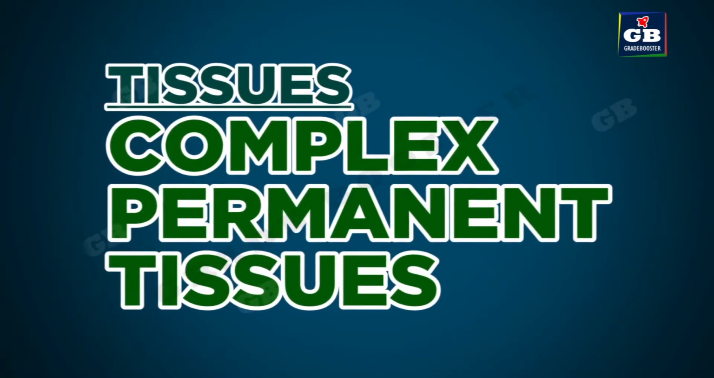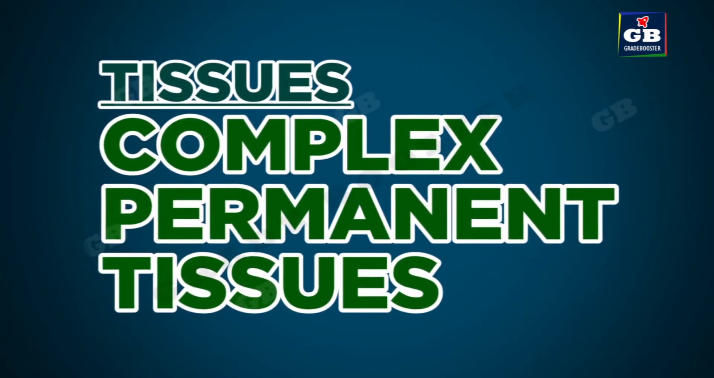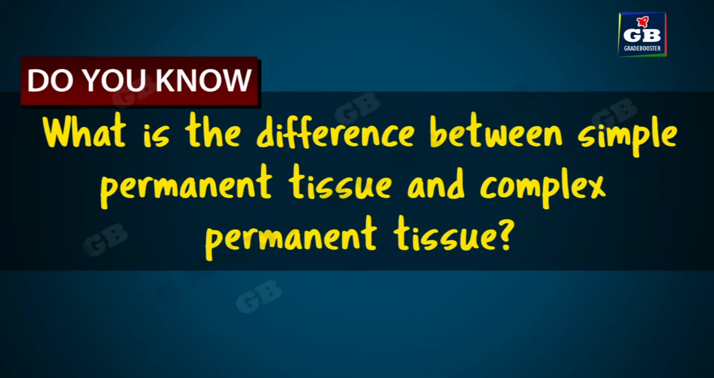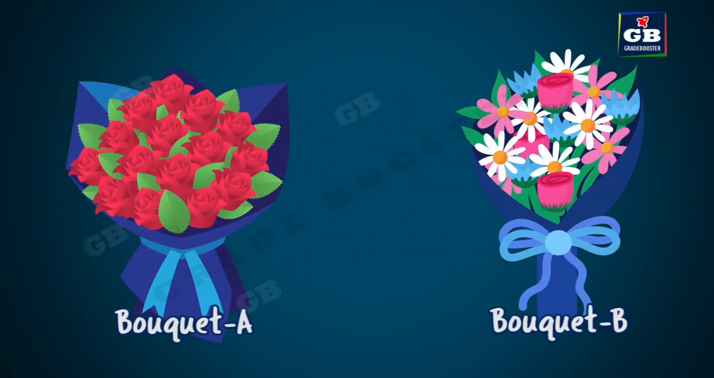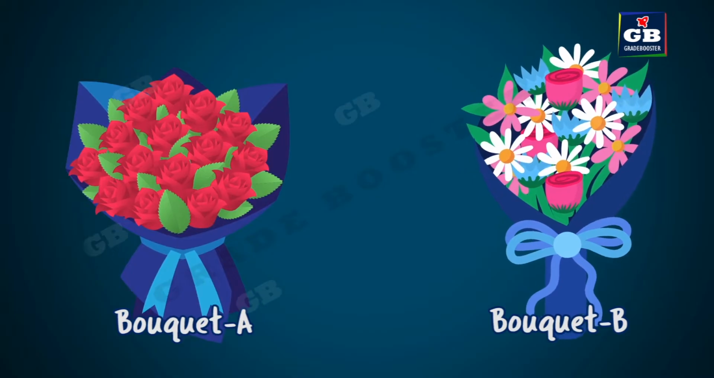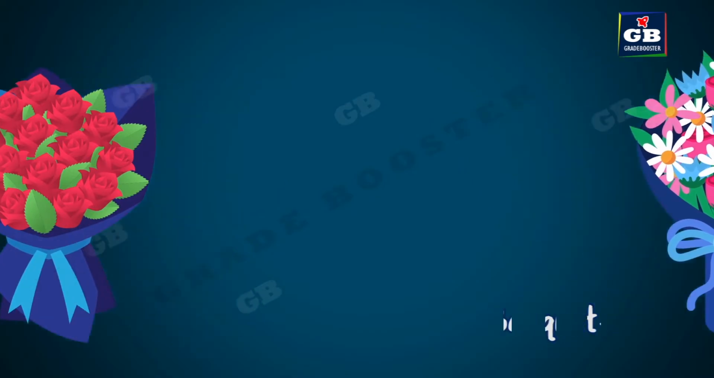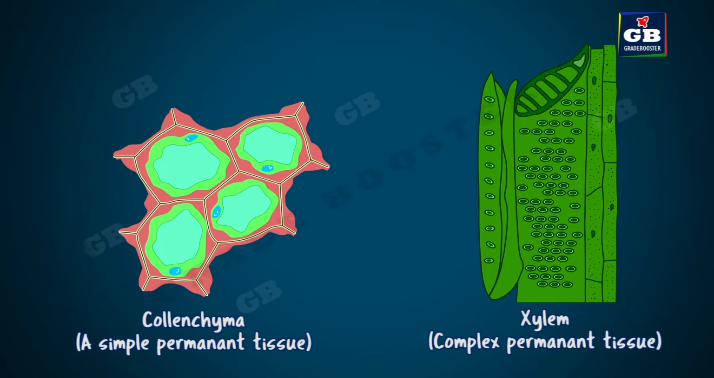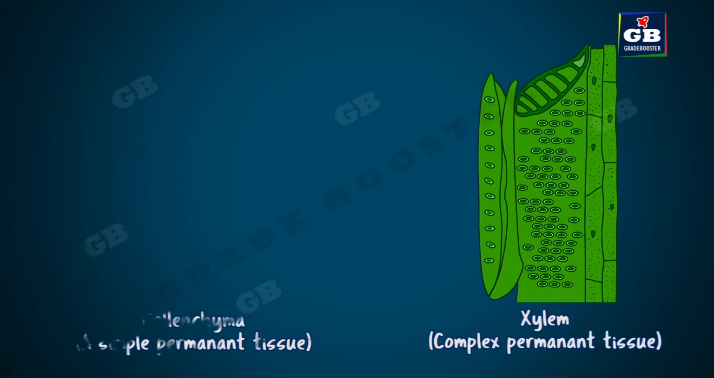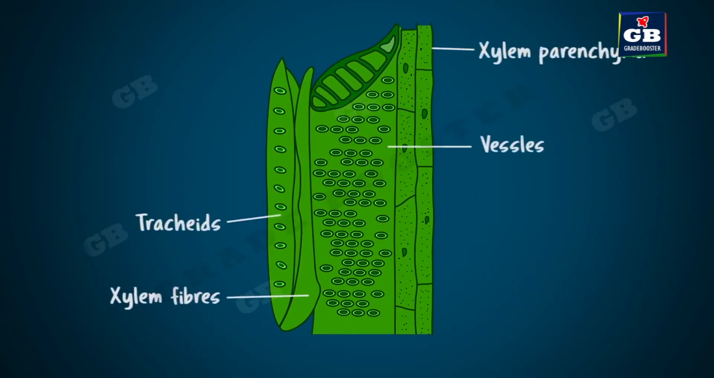Now, let us learn about complex permanent tissues in plants. Do you know what is the difference between simple permanent tissue and complex permanent tissue? Here are two flower bouquets. Can you spot the difference between them? Yes. Bouquet A is made of the same kind of flowers and bouquet B is made up of different types of flowers. In the same way, simple permanent tissue is made up of similar kind of cells, whereas the complex permanent tissue is made up of more than one type of cells. Even though different types of cells exist in one tissue, they all work together for a common function.